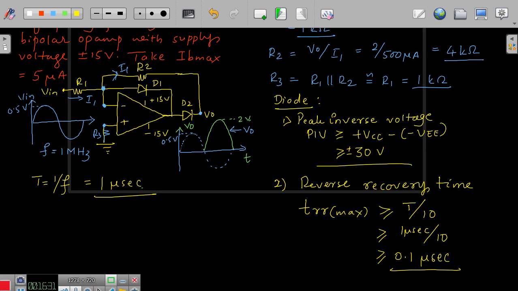No, sir. Okay, fine. So with that we will move ahead with the next configuration, that is the precision full wave rectifier. You have already studied the full wave rectifiers and half wave rectifiers using your transistors, even the diode configurations, right? So now we will try to see how we will be able to realize the operation of the precision full wave rectifier.